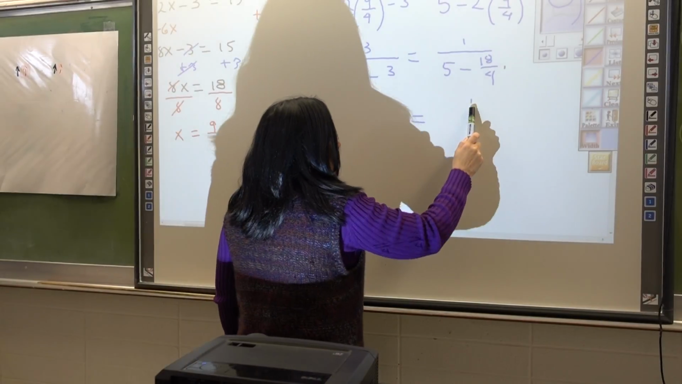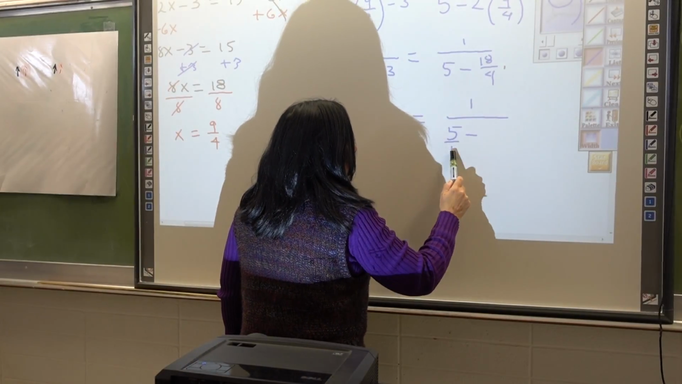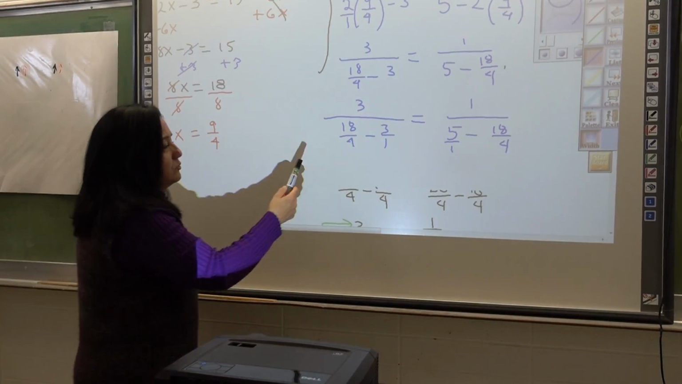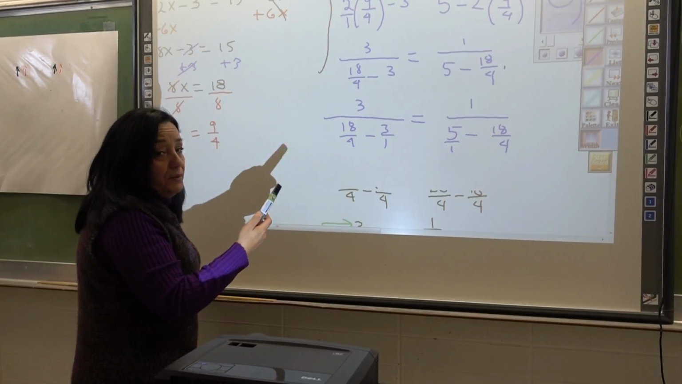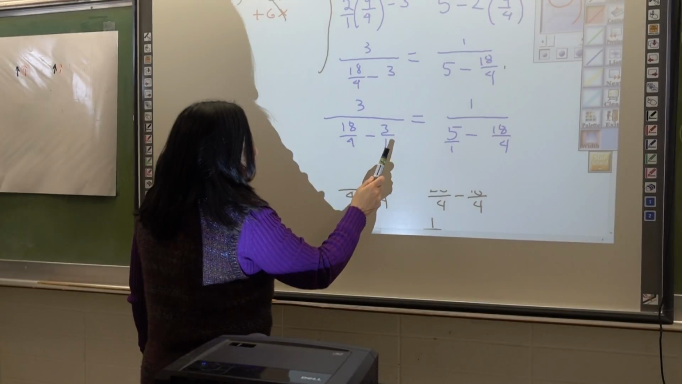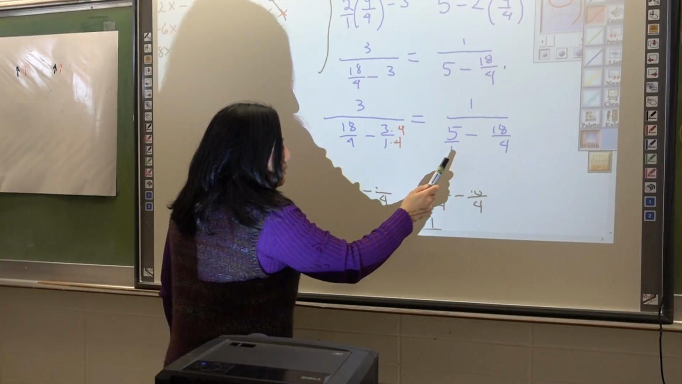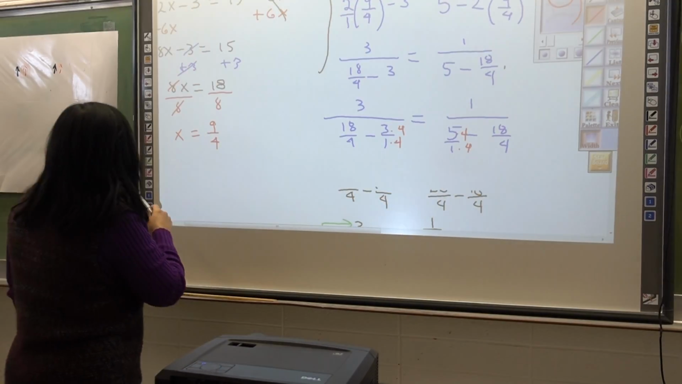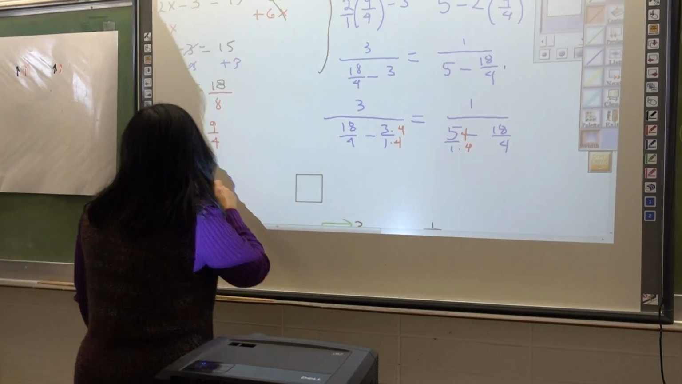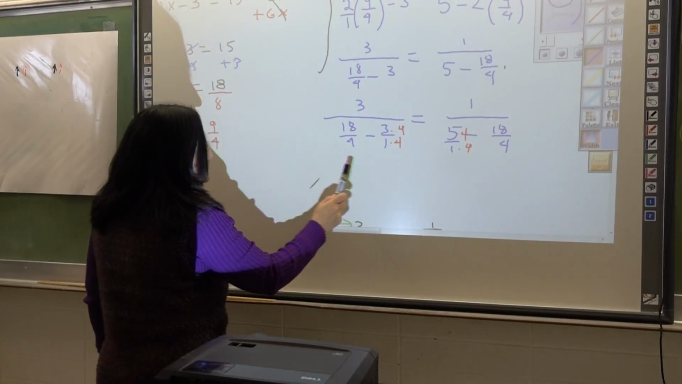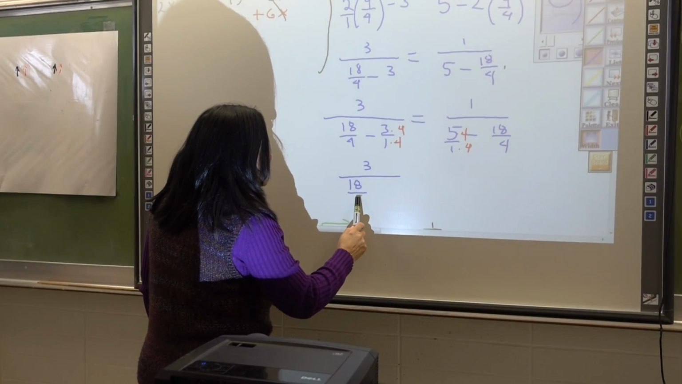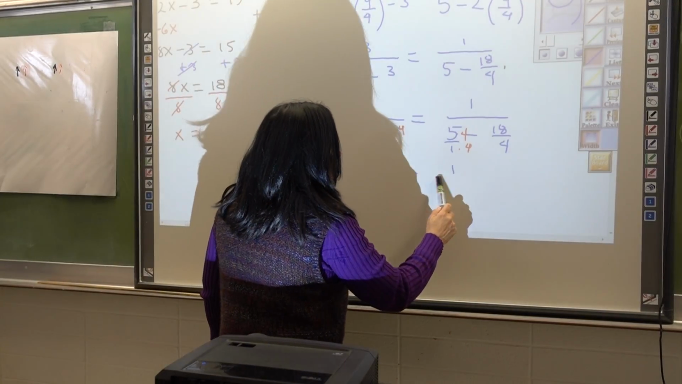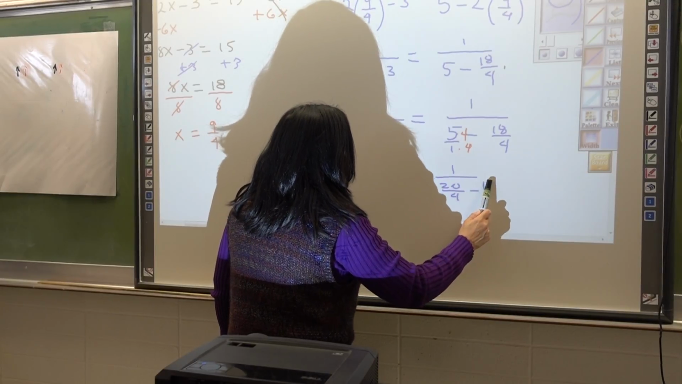And this one is 1 over 5 over 1 minus 18/4. Since I have to subtract this, I need to have the same denominator, so multiply this one by 4. So I have 3 over 18/4 minus 12 fourths equals 1 over 20 fourths minus 18 fourths.